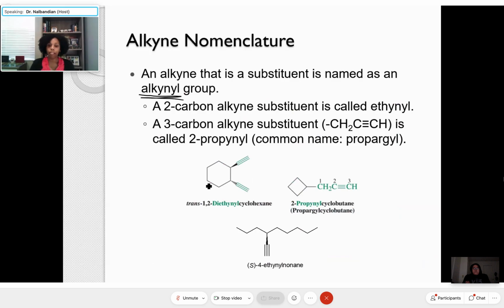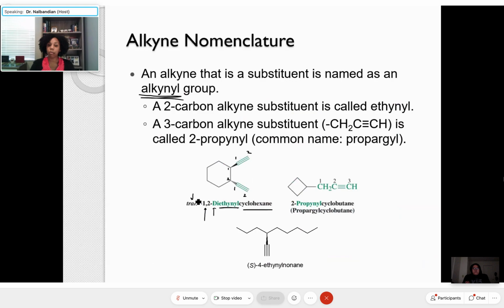So here we have a 6-membered ring, so cyclohexane, and with that we have 2 groups. 2 of these 2 carbon alkynes. So what do we call them? Ethynyl, but we have 2 of them, so diethynyl. Where are they? On carbon 1, on carbon 2, of this 6-membered ring. So 1,2-diethynyl cyclohexane.